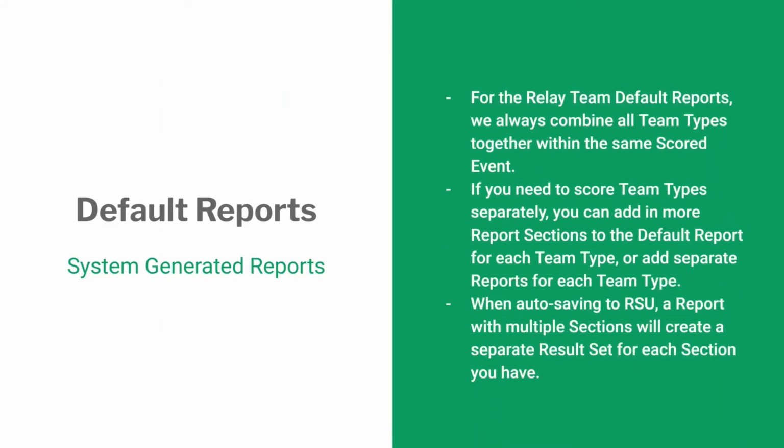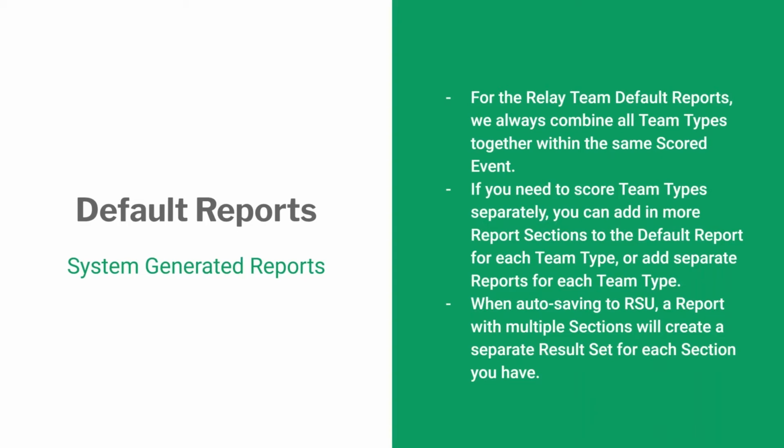So for the relay team default reports, this is really important to understand because we're making assumptions. We have to go one way or another, and we decide to combine all of the team types within the same scored event. Now, if you need to score team types separately, you can add in more report sections to the default report for each team type, or you can add separate reports for each team type.